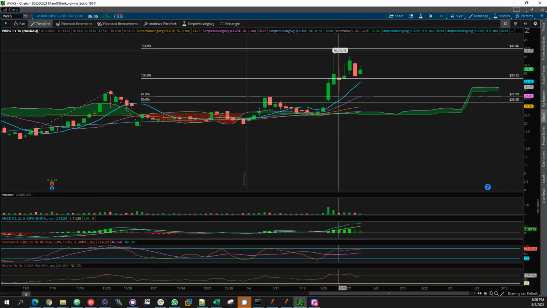The chart isn't as clear to me, okay? But I think it is forming a pennant. And I'm sorry if this is a crappy pennant, but it is what it is.